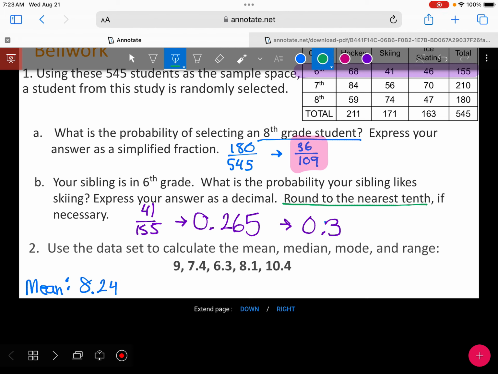What is our median? Middle number. 8.1 will be our median. We would need to put these in order in order to be able to find that. So I'll put them in order here. So our 6.3 and then 7.4, then 8.1, then 9, then 10.4. So the fact that these have decimals doesn't change any dang thing.